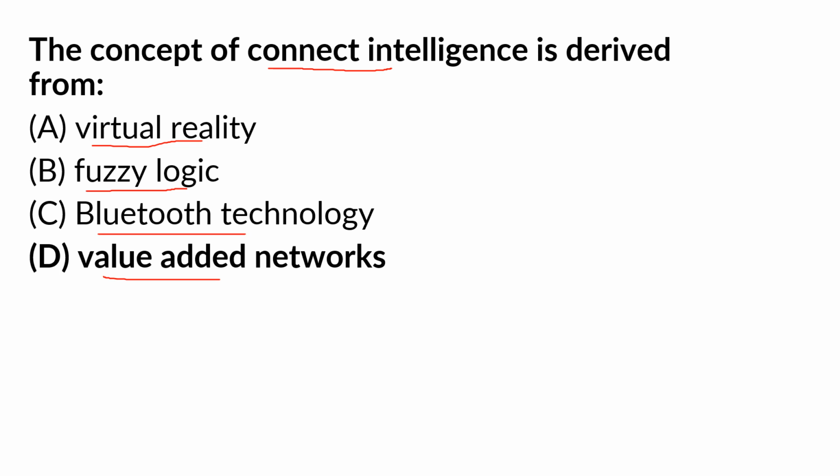So collective intelligence, which is also known as CI, involves coming together and sharing knowledge among the group, and secondly it involves action or goal oriented activity yielding new knowledge as a key contribution to the organization. So here the correct answer for this question is option number D. The concept of collective intelligence is derived from value added networks.